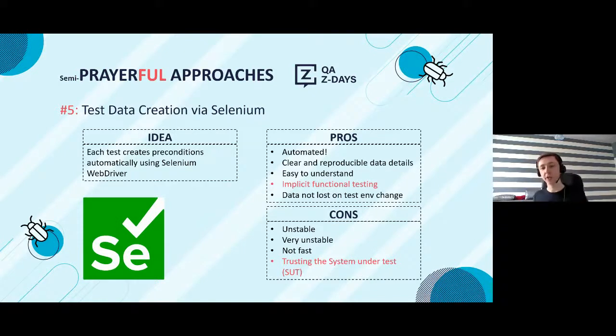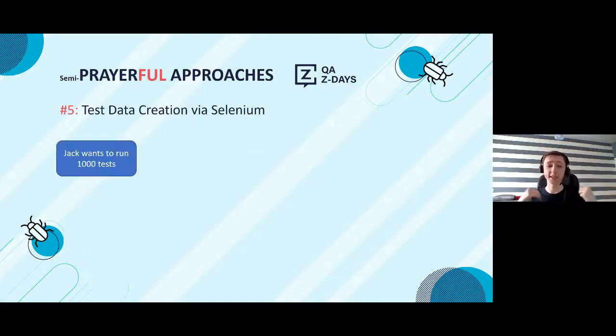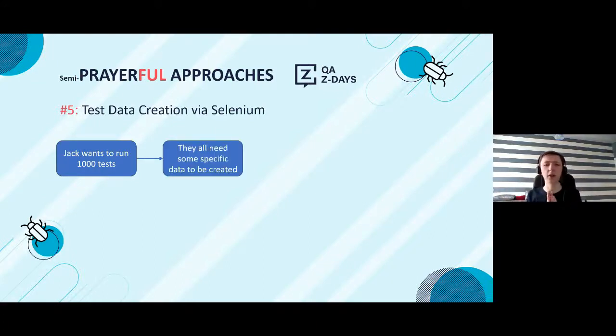Okay, let's move further and discuss another important issue of such an approach: trusting the system under test. Previously we discussed that you can find bugs via Selenium precondition and that's good, but that's not always good. In an ideal world, you should not trust the application you are testing, the system under test, just because. Let's come back to Jack. So Jack wants to run 1,000 tests that he has just developed. So it means that, for example, all the tests have some specific preconditions and they all need some specific data to be created.